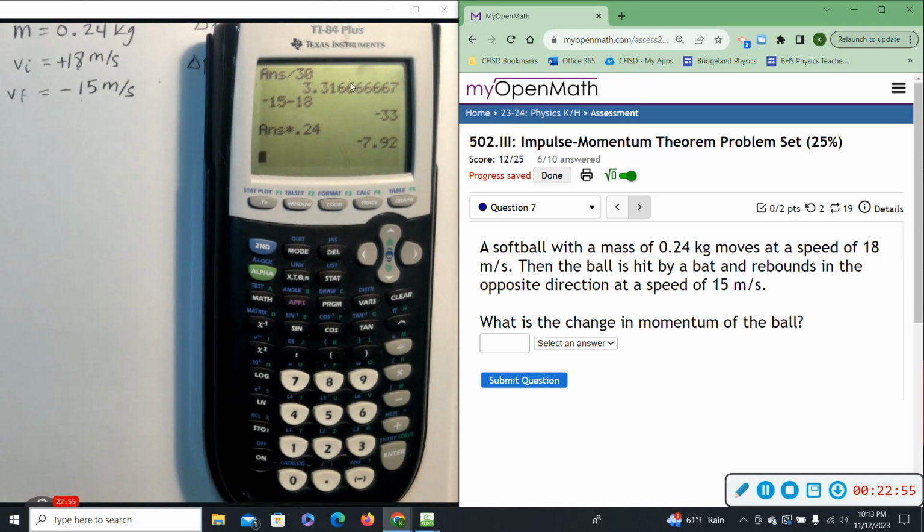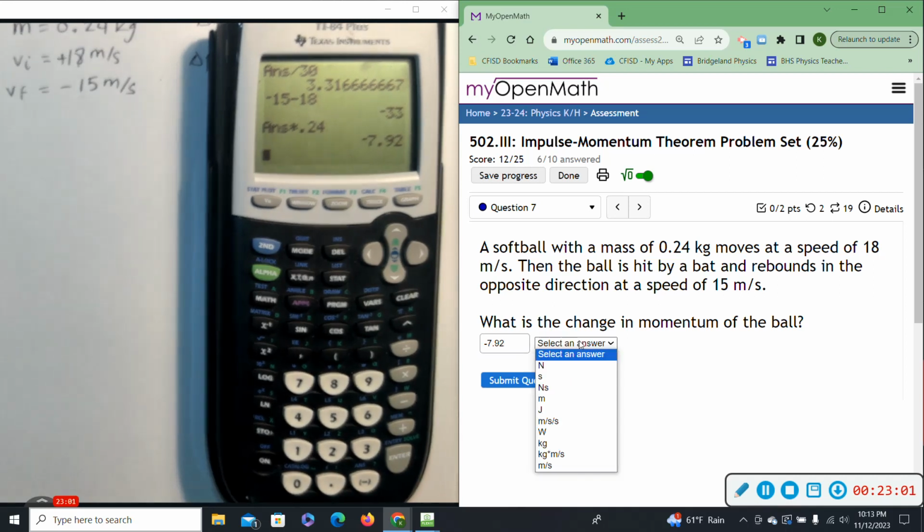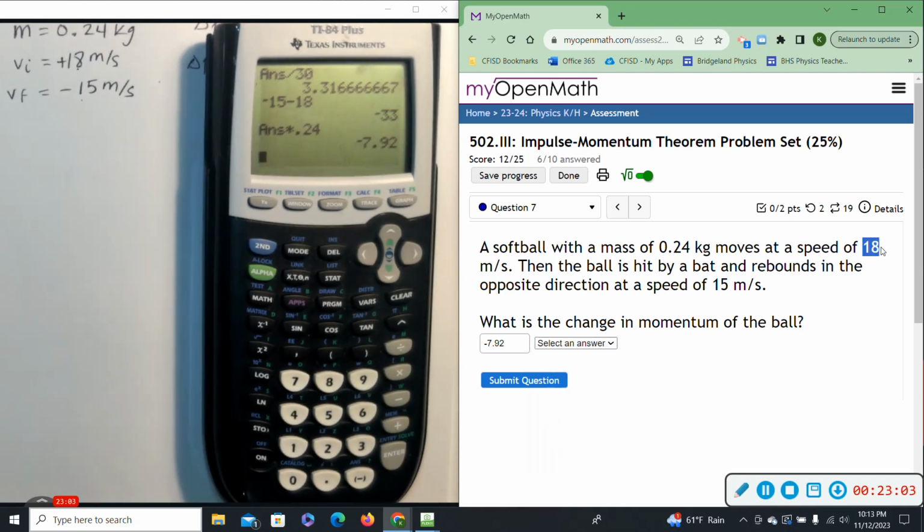Again, the magnitude is. My answer that I'm getting is negative 7.92, but again, I'm telling you it will accept it either way because it didn't tell us whether this was positive or negative to begin with. So it's going to accept it either way. My units for change in momentum, kilogram meters per second.